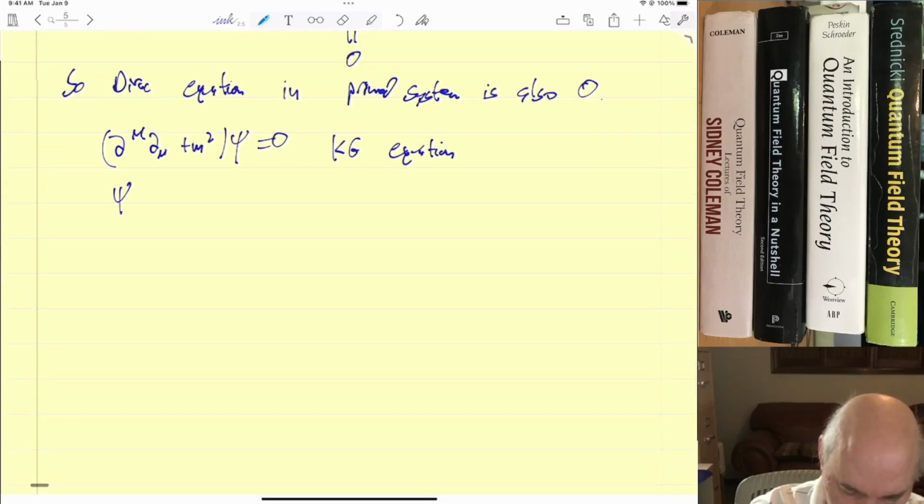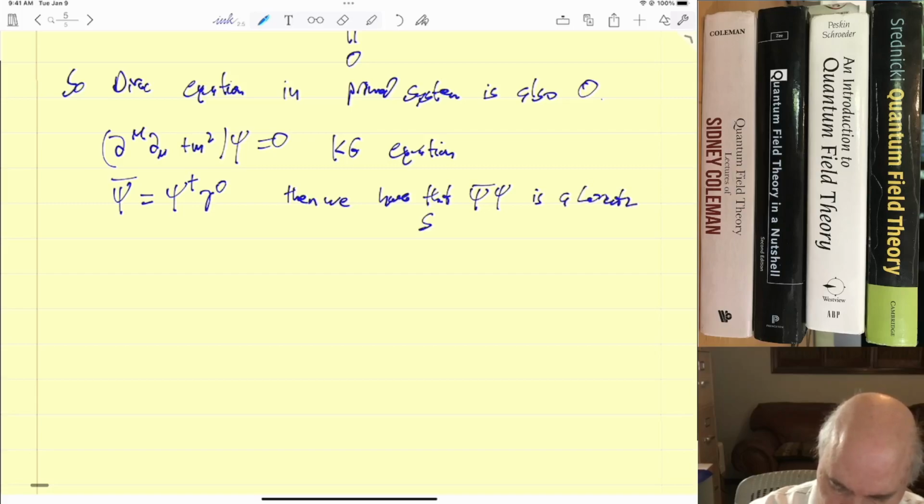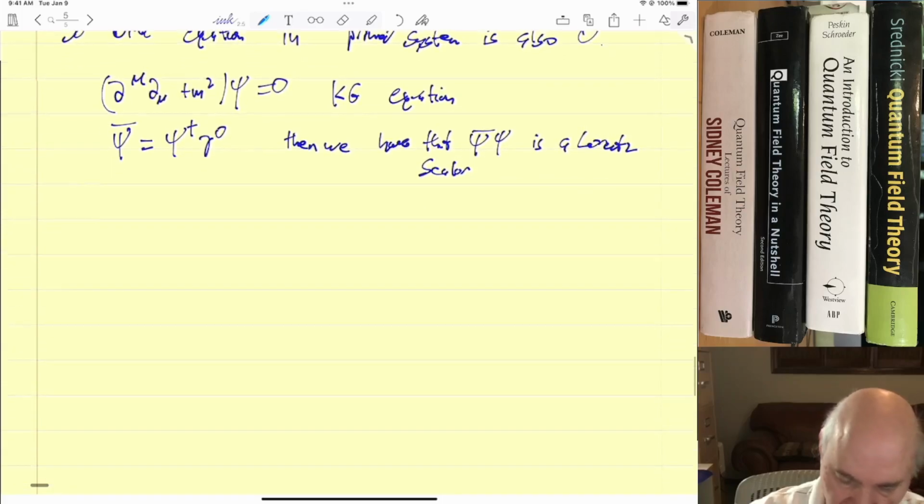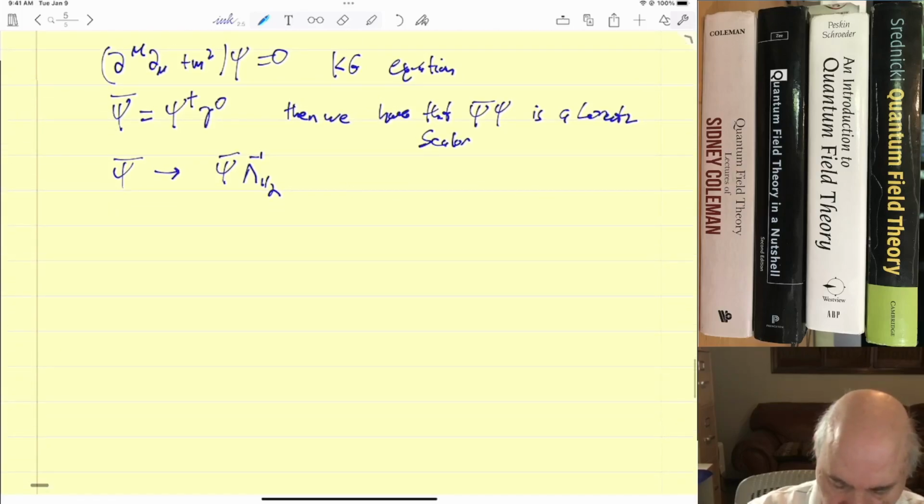It's a standard definition everywhere, I think, to define psi bar equals psi dagger gamma 0. And using this definition, we then have psi bar psi is a Lorentz scalar, which is what we want for building Lagrangians. The transformation of psi bar goes to psi bar lambda inverse 1/2. You might have thought that psi dagger would do it, but it's not that convenient. It just doesn't work out that way. We need that gamma 0 matrix in there.